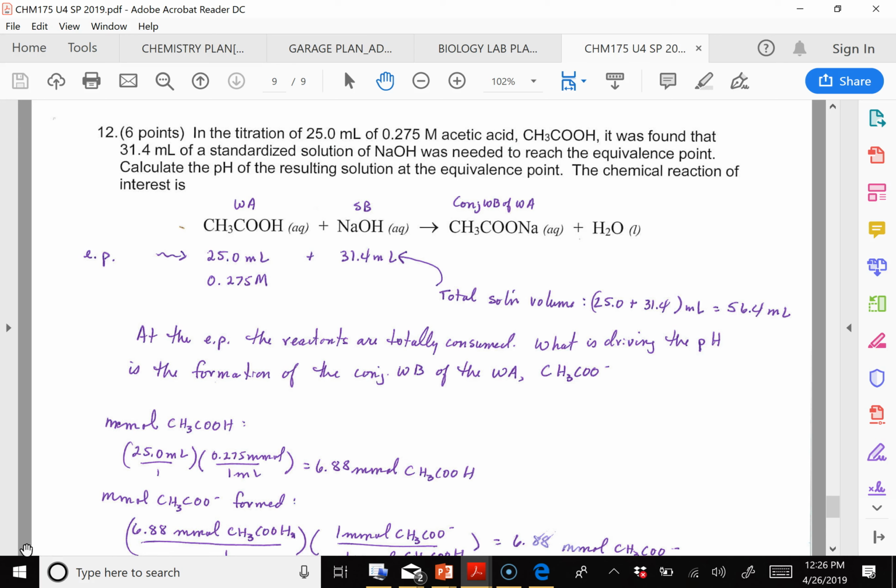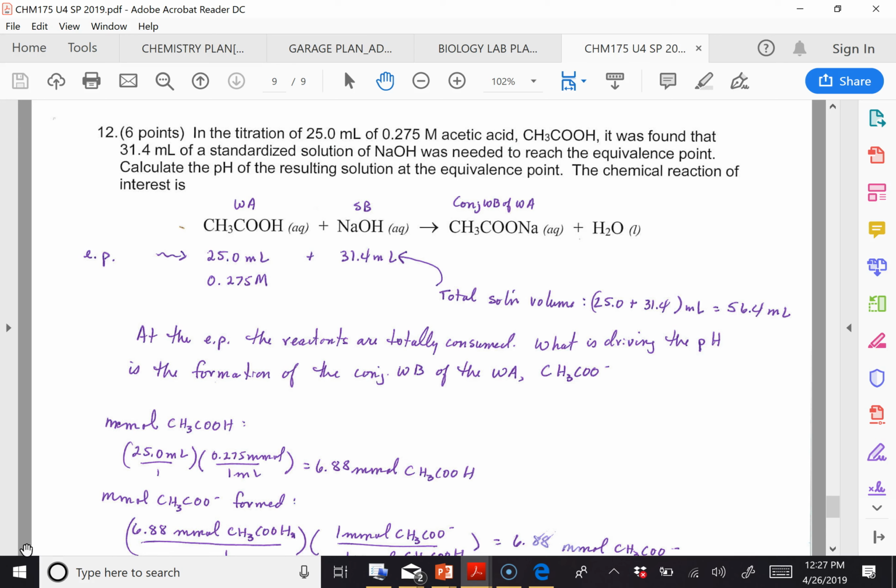So notice that the molarity of the NaOH is not given, but you don't need it because it's at the equivalence point. But you do need the volume. So you can see up here, I knocked out what 25 plus 31.4 is, because that's our total volume. We're going to need that later. So it becomes one of these problems where all we got to do is get to the molar concentration of the acetate ion and then go from there.